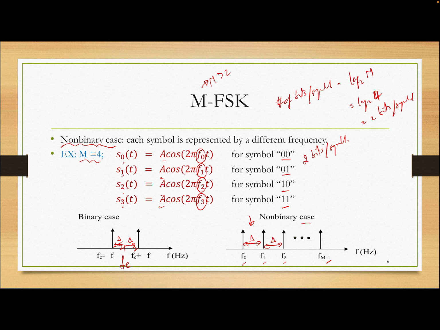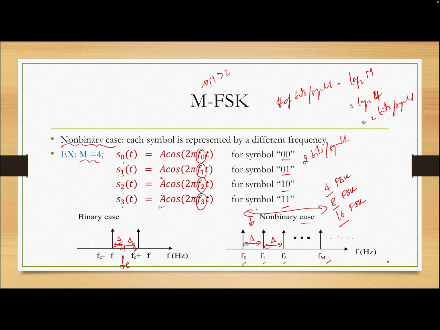If you use 4 FSK, you have 4 frequencies. If you use 8 FSK, the bandwidth will be bigger. If you use 16 FSK, the bandwidth you need will be even bigger, because you have a minimum delta and you have to increase the number of frequencies. This one uses 4 frequencies, this one 8, and this one 16. Please just know that.